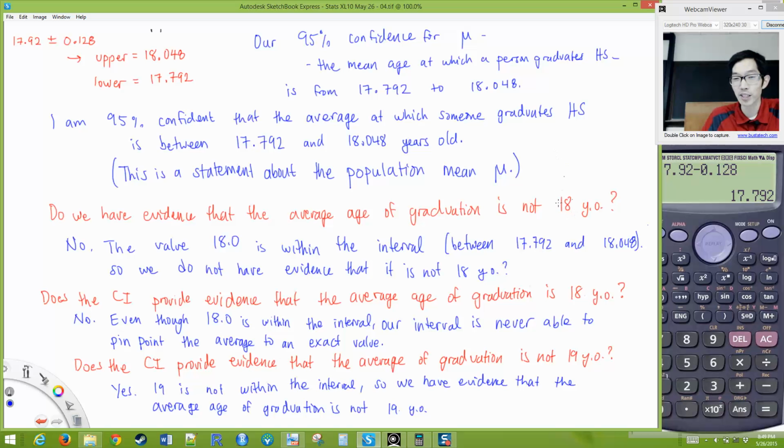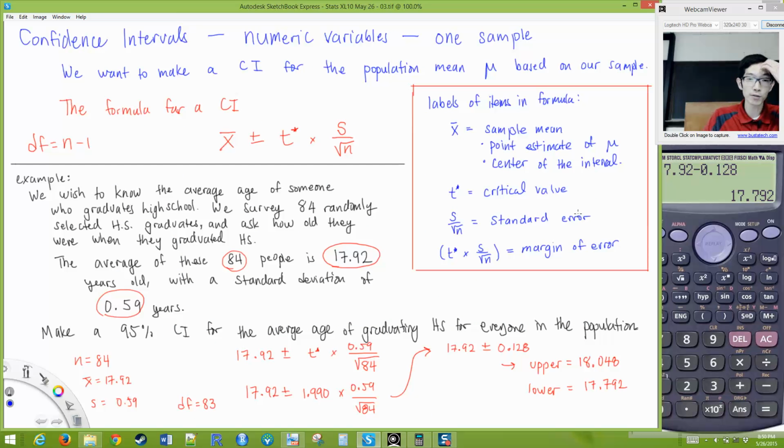And they were very similar to this, right? Except it wasn't 18 years old. It was like, is the proportion 37% or not 37%, okay? It was about a percentage or proportion. But the same types of conclusions and the relationship between the interval and the conclusions still apply here, except the only thing that has changed are the formulas, okay? Over there, for proportions, it was p hat plus or minus z star times the square root of p hat times 1 minus p hat over n, okay? You had a different formula, but same idea.